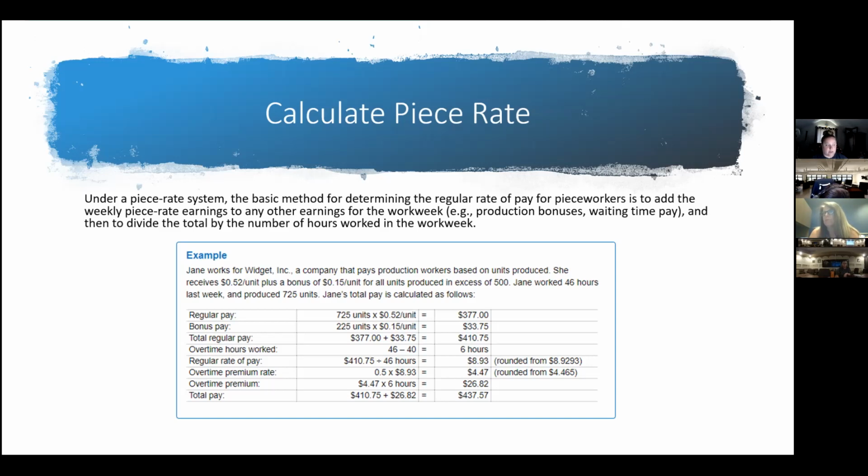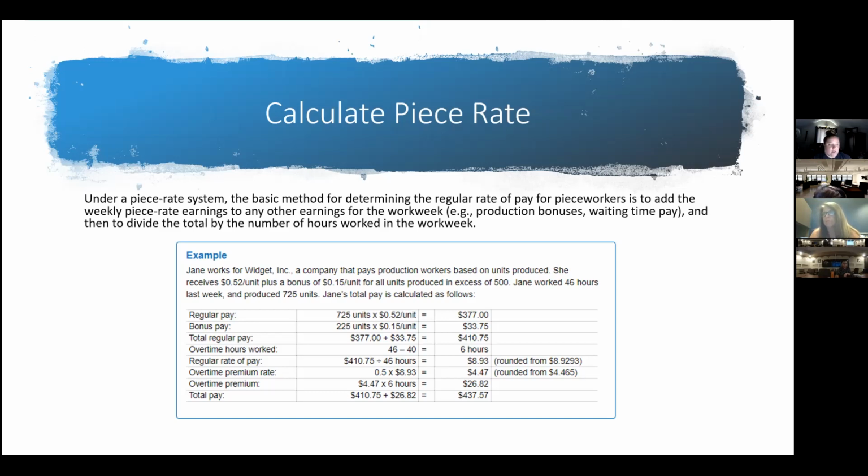So her regular pay, she did 725 total units at 52 cents a unit, is $377. Then she gets an extra 15 cents for any units that she produces over 500. So she produced 225 units over 500. So we're going to take 225 multiplied by that bonus of 15 cents, and that gives us an extra $33.75. So her total regular pay for the entire week is $410.75. She worked 46 hours during the week.